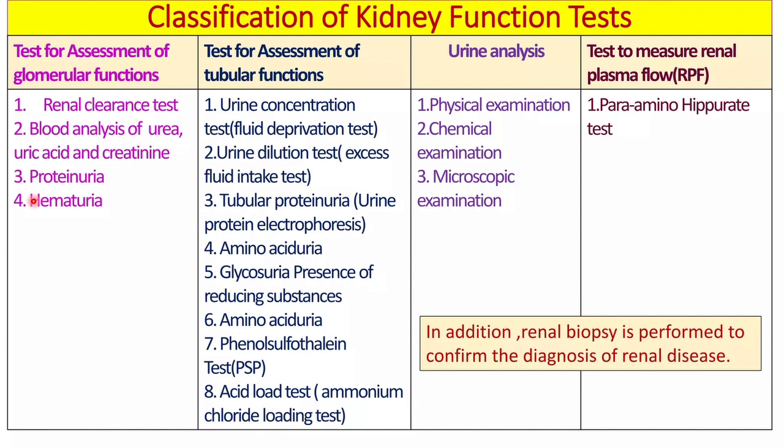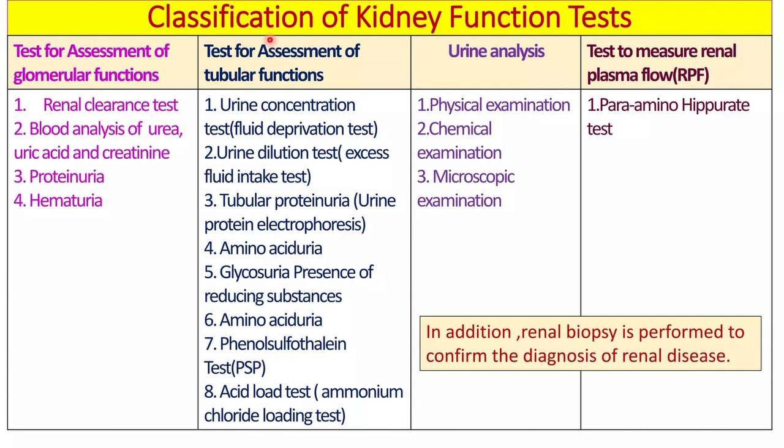Now, how do we assess the tubular function? We assess the tubular function by the urine concentration test, by the urine dilution test, by assessing the tubular proteinuria, amino aciduria, glycosuria, presence of the reducing substance. Then you have the acid load test. So these will assess the tubular function.